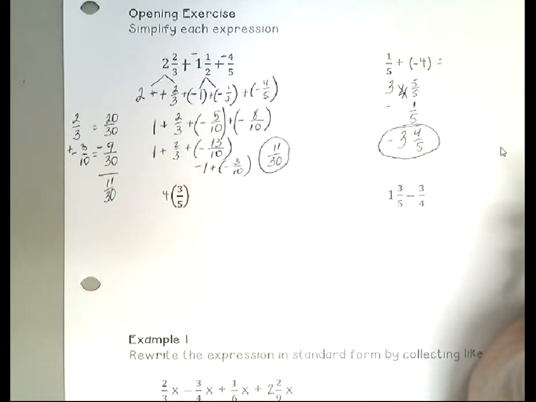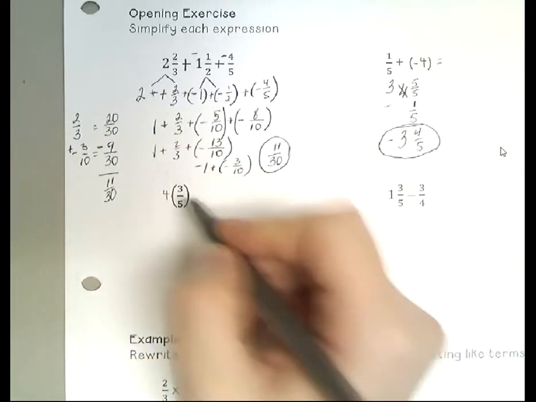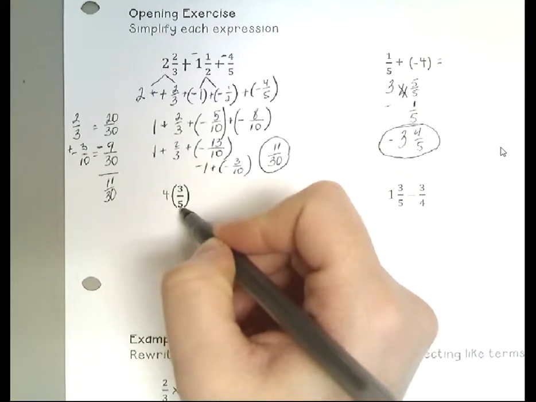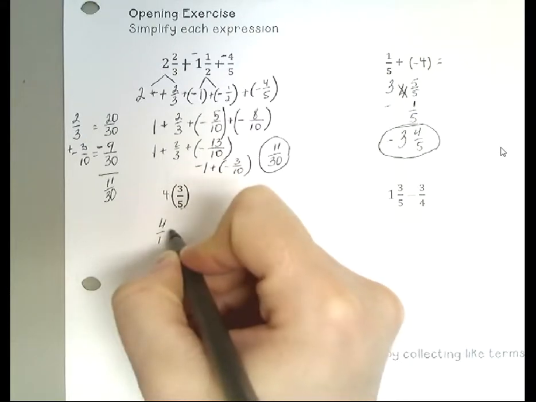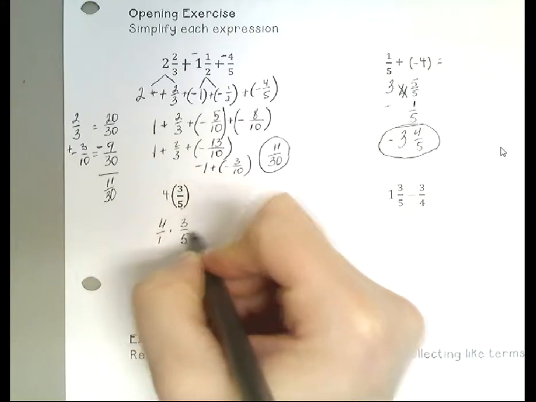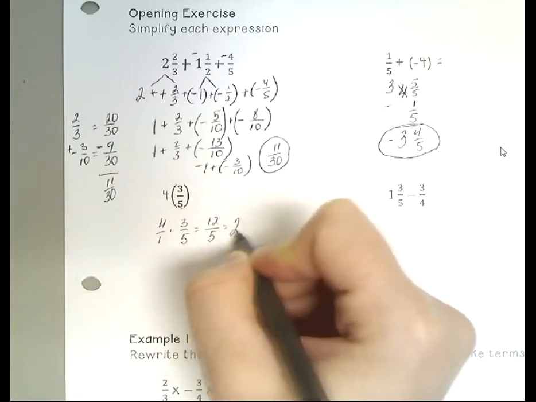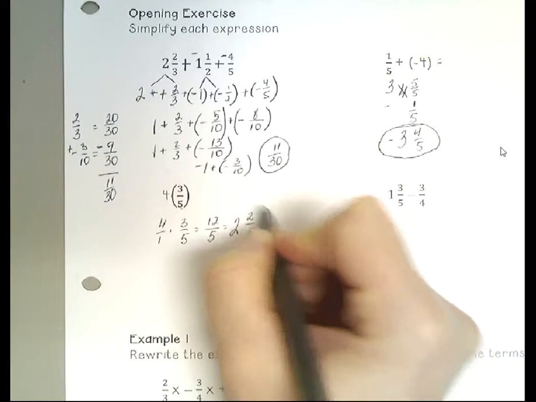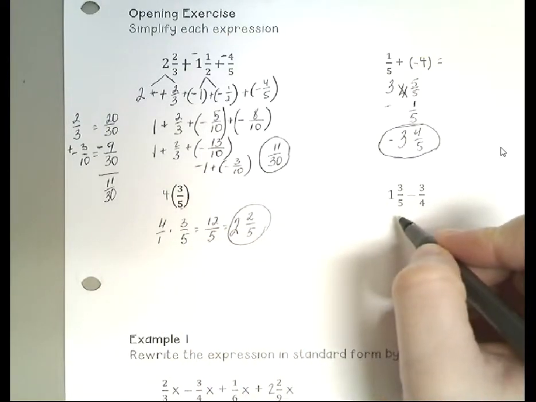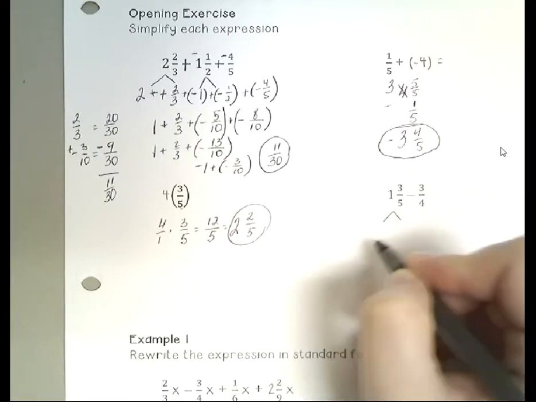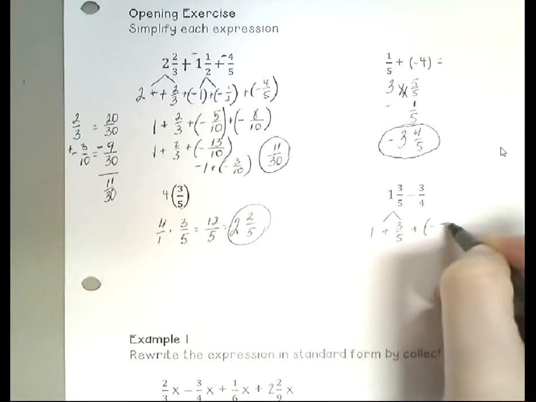Okay. For the next one, we are multiplying 4 by 3/5. Even though we don't have a multiplication sign, we know that in parentheses means multiplication, right? So we are multiplying 4 over 1 by 3/5. We get 12/5, or 2 and 2/5. Positive answer. Okay, in my last problem here, I'm decomposing 1 3/5 into 1 plus 3/5, and I'm adding negative 3/4.